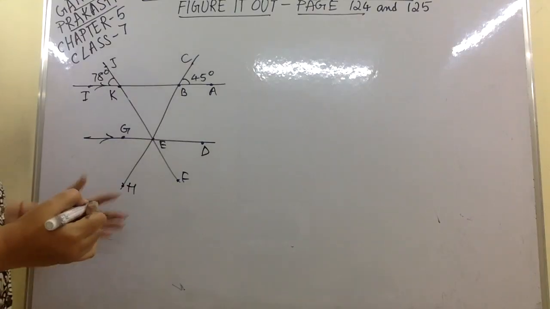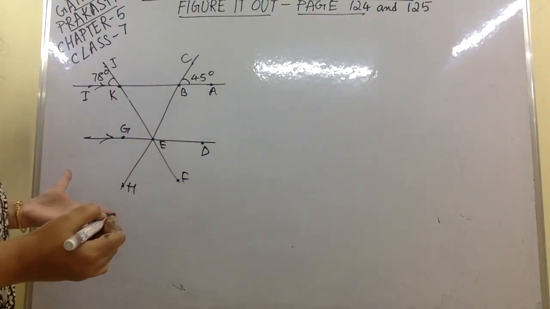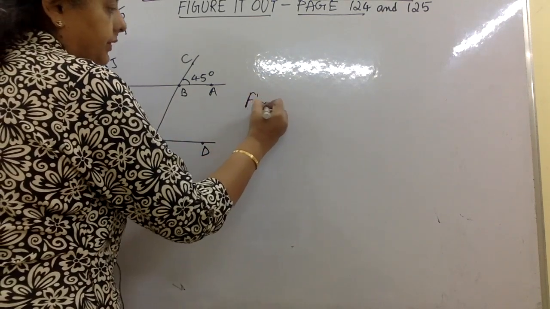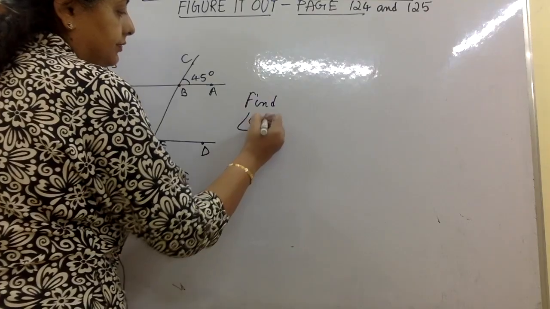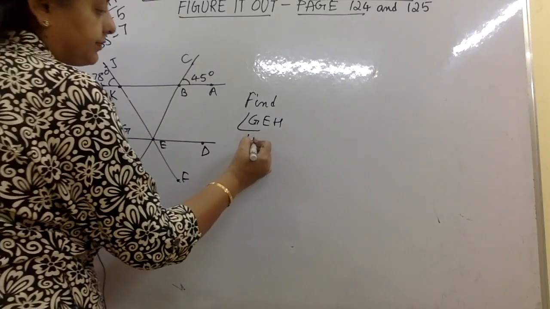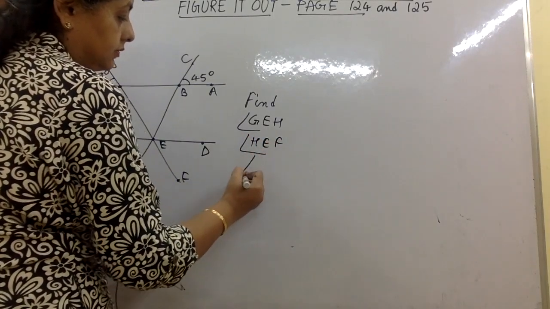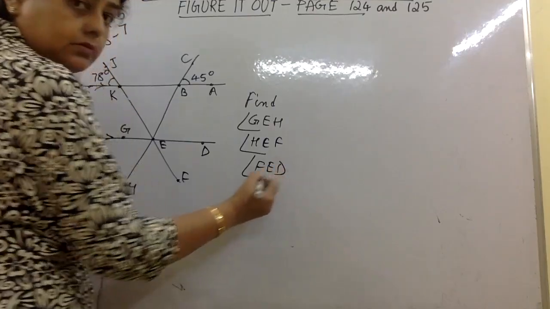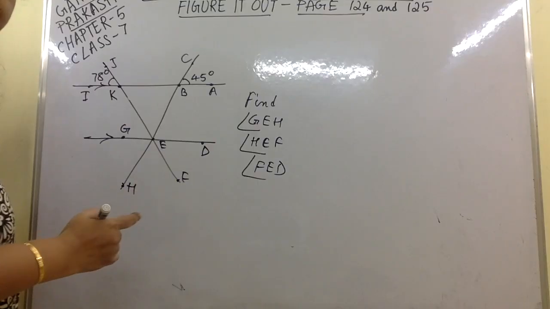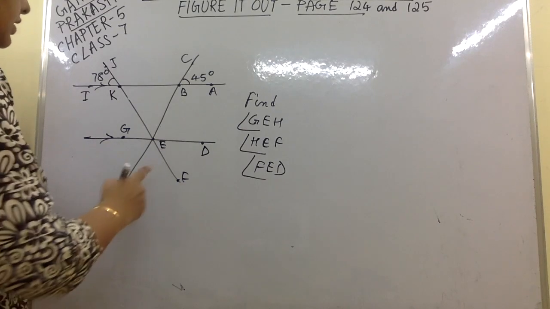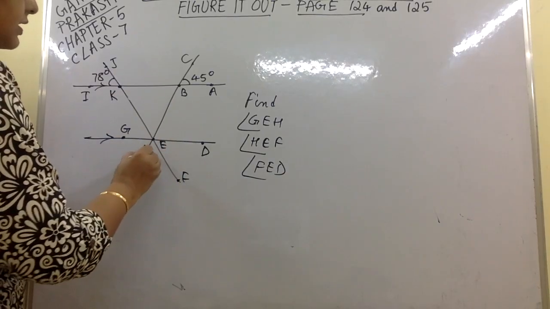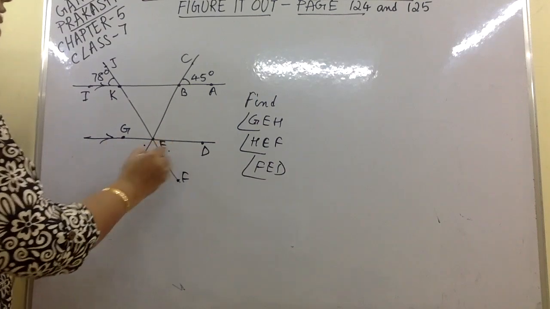Now here is a question where we have to find angle GEH, angle HEF, angle FED. Okay, we have to find these three angles. GEH, we have to find this angle. HEF is here, this angle, and FED. So these three angles we have to find.